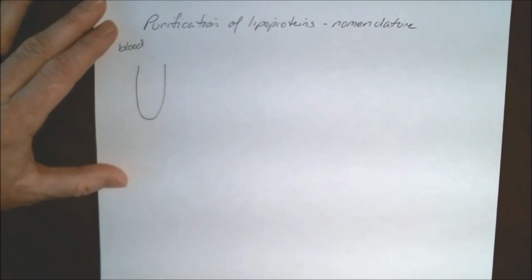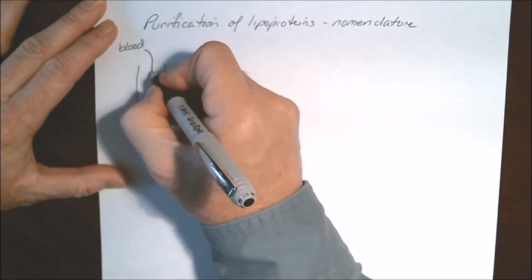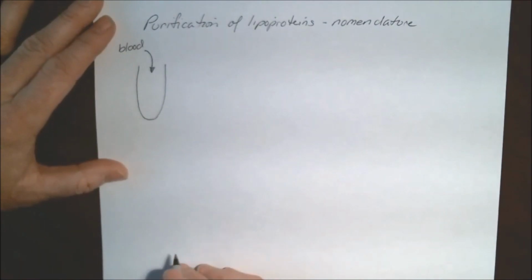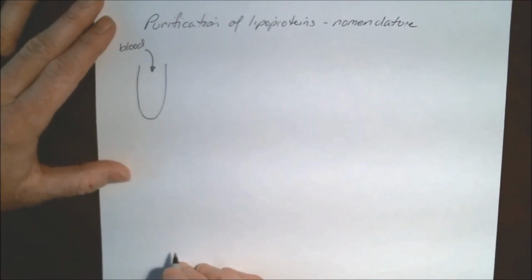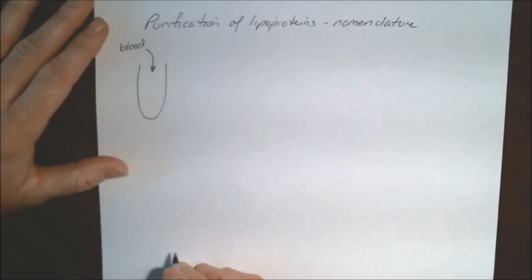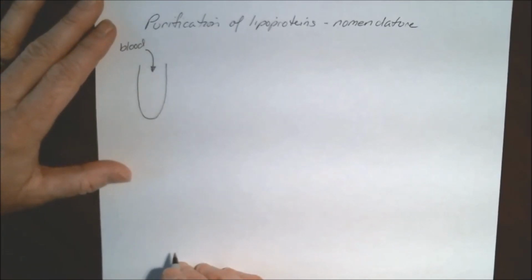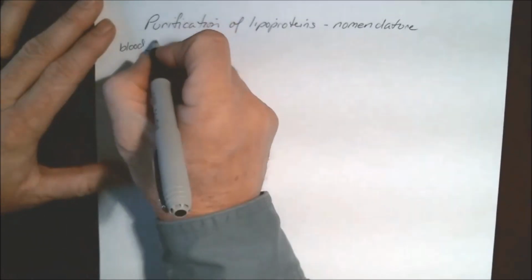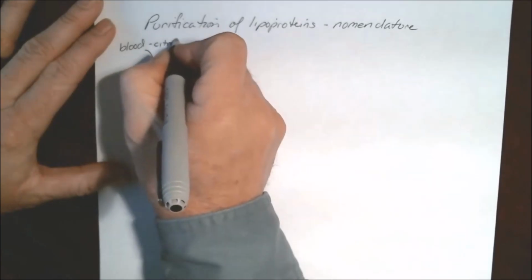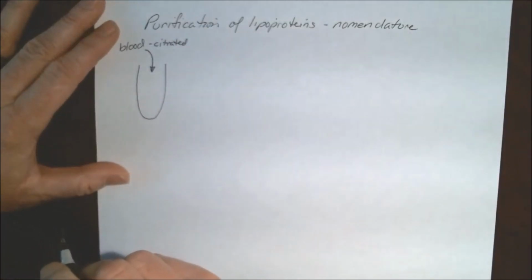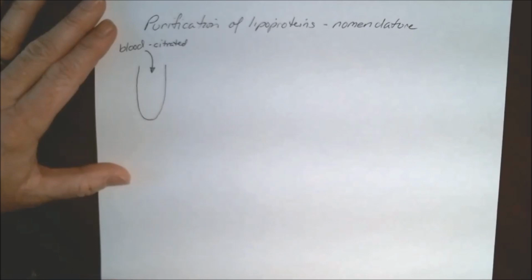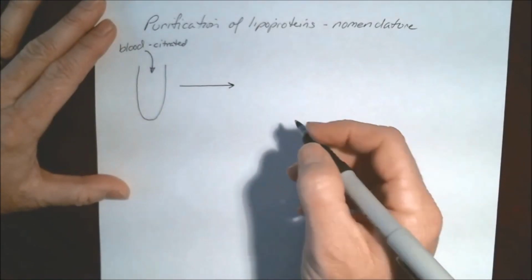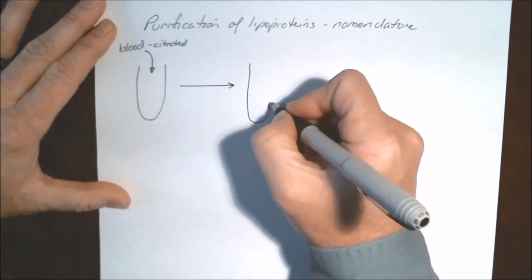So the first thing we're going to talk about is taking blood from an individual, and we're going to identify this individual's lipoprotein content. We're going to put the blood into a tube. We are going to take what's called citrated blood, because we want to keep the plasma fraction as opposed to generating serum. So we are going to undergo a centrifugation spin.